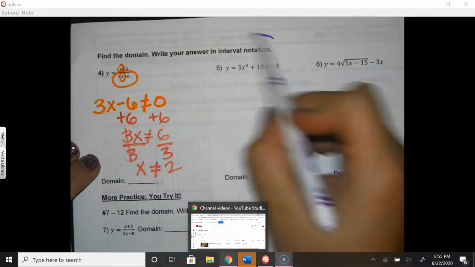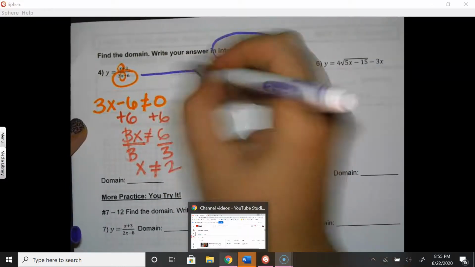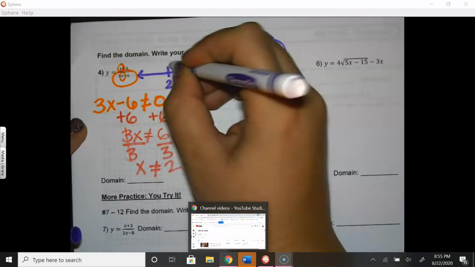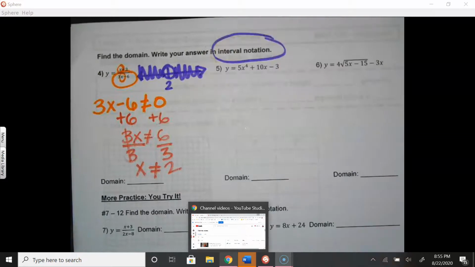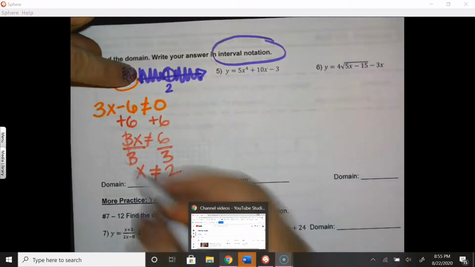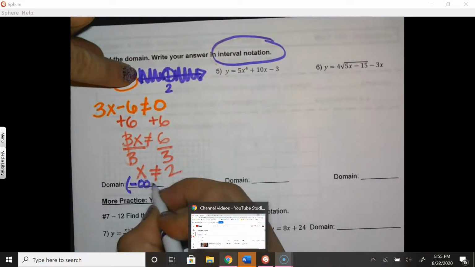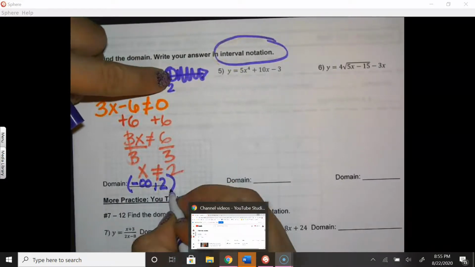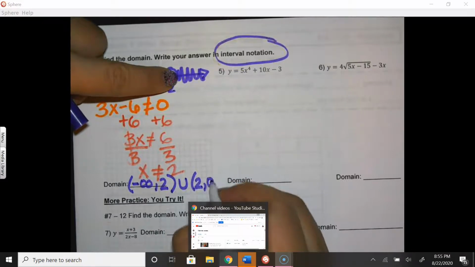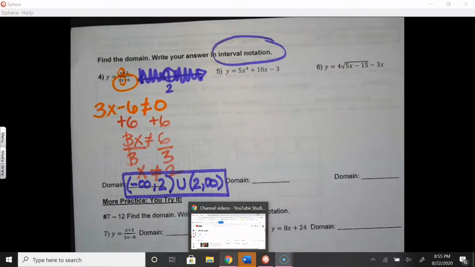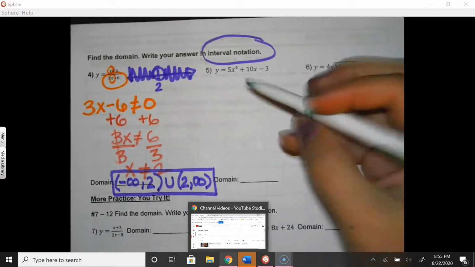But it doesn't say to use my own words. It says interval notation. So I'm going to draw a quick sketch. It can't be 2, but it can be any other number. So when I write my interval notation, I'm going to go from the left. It's going infinitely left. It stops here at 2, union, and then it keeps going, any number greater than 2. So that would be my domain if I need to write it in interval notation. Okay, let's take a look at example 5.